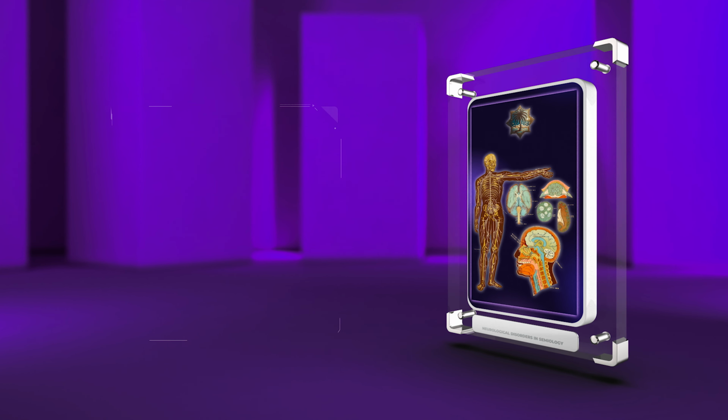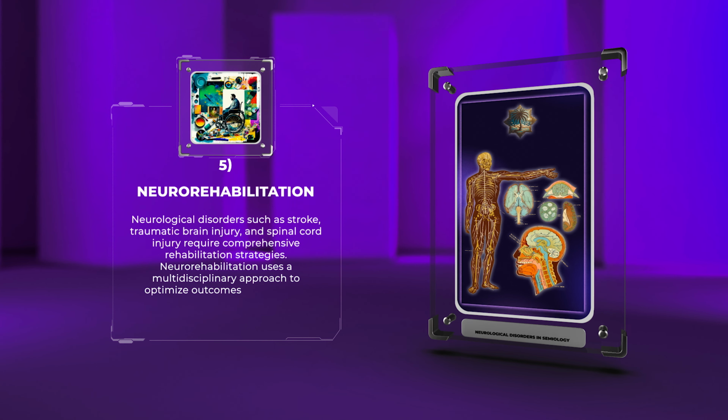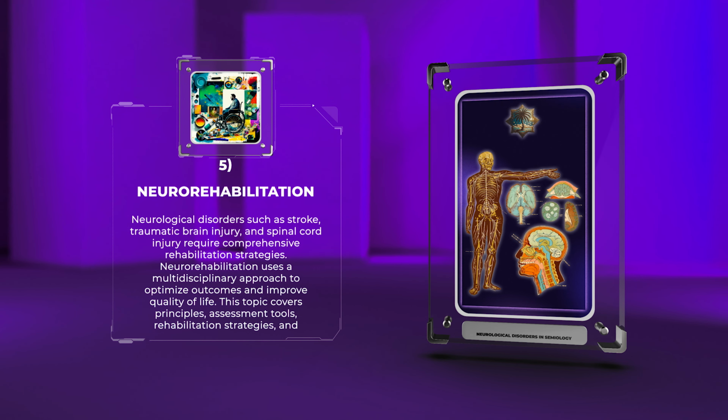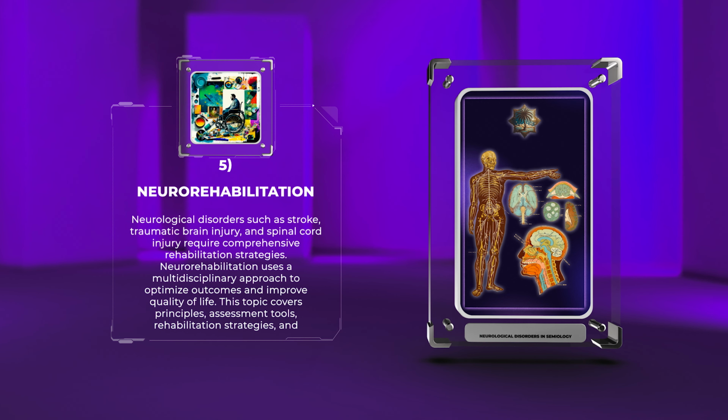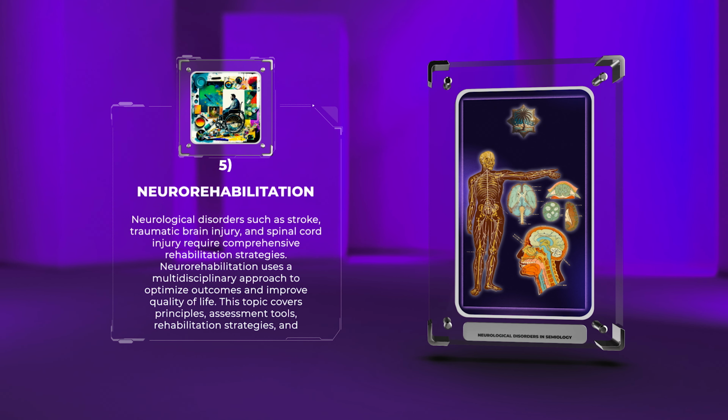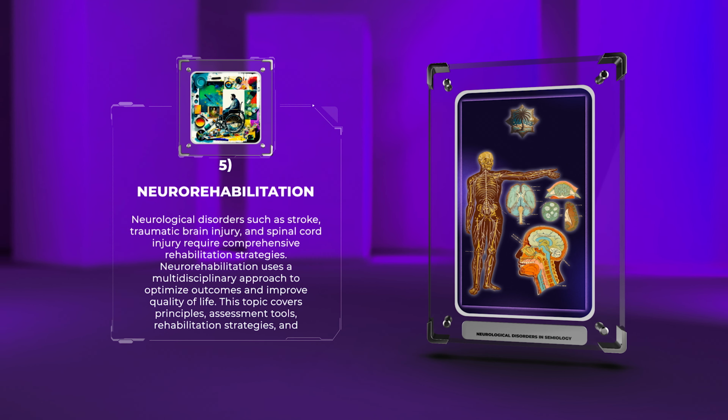Neurological disorders such as stroke, traumatic brain injury, and spinal cord injury require comprehensive rehabilitation strategies. Neurorehabilitation uses a multidisciplinary approach to optimize outcomes and improve quality of life. This topic covers principles, assessment tools, rehabilitation strategies, and teamwork in neurorehabilitation.